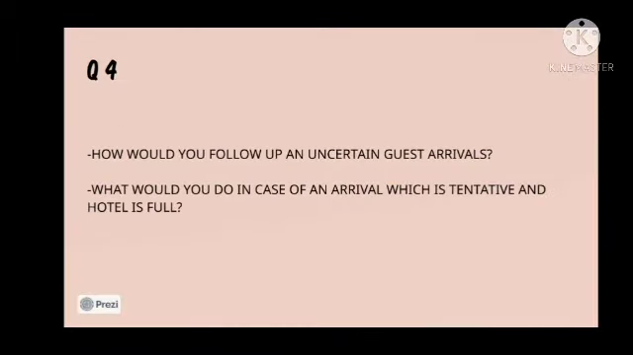which room. For the fourth question, how would you follow up uncertain guest arrivals? Reception staff may be required to follow up uncertain arrivals. If the establishment is running at high occupancy and there are bookings that have not been guaranteed, reception staff may be required to ring guests using the contact number supplied and reconfirm their arrival.